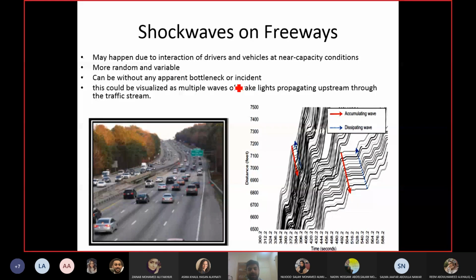So a bottleneck or incident are the usual reasons of having shock waves on freeways. If you have a bottleneck, where you are going from a larger segment to a smaller segment, or there is an incident on the road which has blocked some of the space of the road, that is a usual reason of having shock wave on the freeway, and then it will be like having it on a signal. Then it will be very easy to detect where the shock wave is dissipating, where it is accumulating. But when it happens because of the behavior of the driver, then it is very difficult to explain why it is happening and where it is happening.